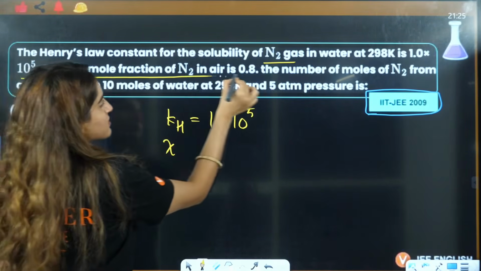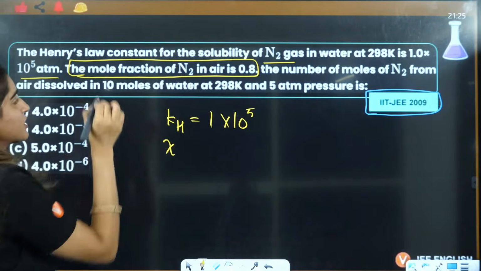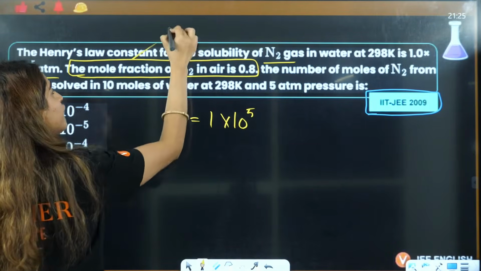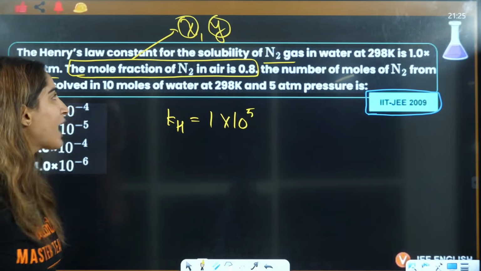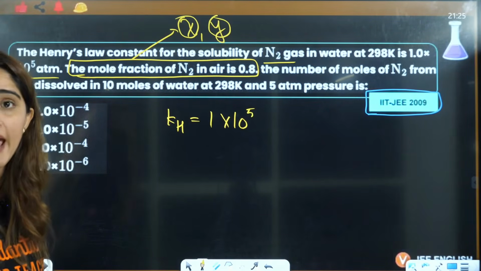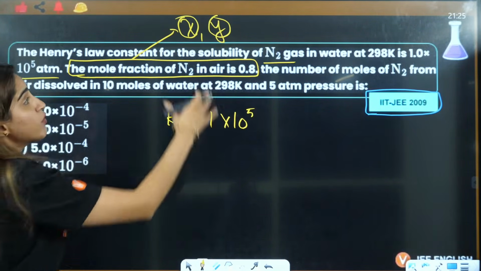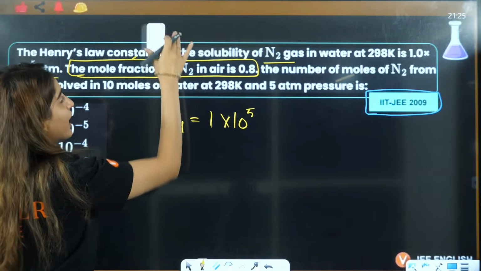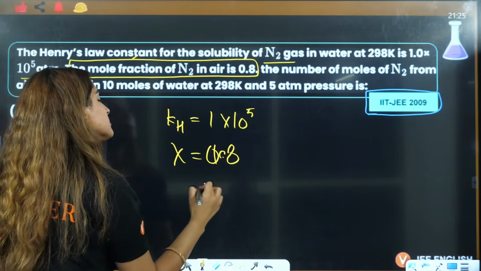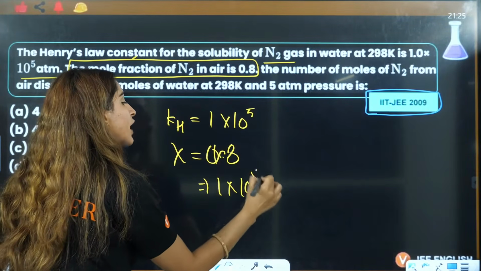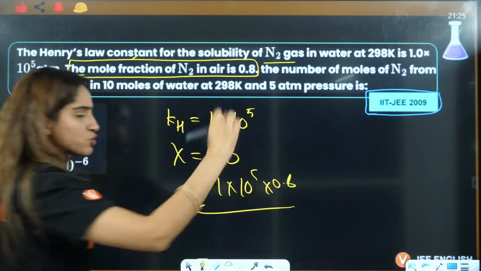Who will tell me this? Is mole fraction given, or is something else given? Some students say the mole fraction is given as 0.8, so the answer will be 1 into 10 raised to the power 5 multiplied by 0.8. This is so simple.